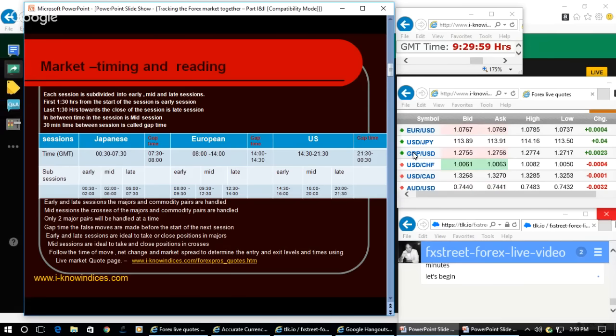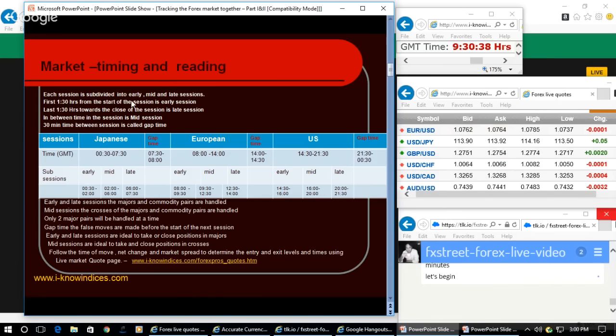Now we need to know the timings of the session, what currency they handle at a given time. Now this is the European session which starts by 8 GMT. From 8 to 9:30 GMT is the early session. 9:30 to 12:30 GMT is the mid session. Then 12:30 to 14 GMT is the late session. So early and the late sessions, they handle the majors. Mid session, they handle the crosses.